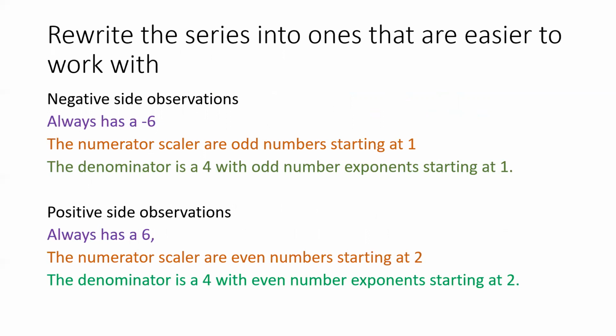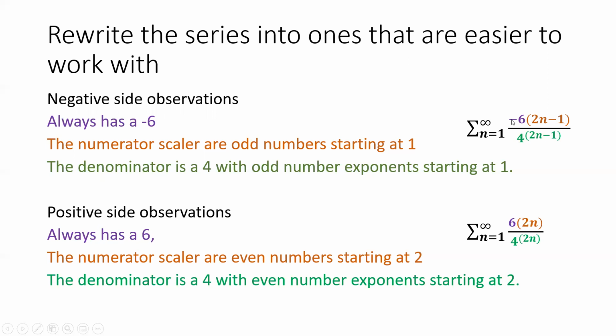For the positive side, we always have a 6 in the numerator, and then we have a numerator scalar starting at 2. So 2 times something, then 4, then 6, and so forth. And the denominator would be 4 to some kind of power in the same format. Putting it all together, we see we can create these two series.